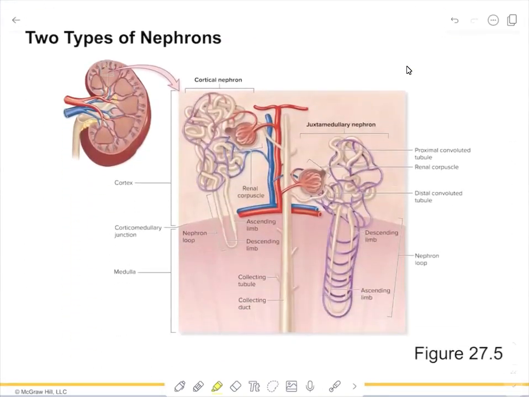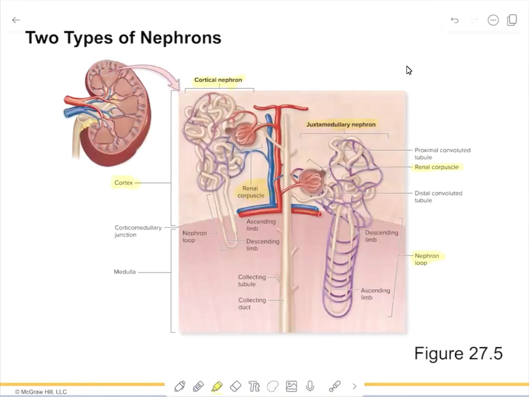So when we look at this slide, it shows the two different types of nephrons here. We have a cortical nephron shown on the left and a juxtamedullary nephron, which is on the right. Notice that the cortex is the location for the cortical nephron, and the juxtamedullary nephron is located in the medulla. So the first part of the nephron is going to be this renal corpuscle containing a glomerulus. Then the renal tubule is all the tubes that lead out of that.